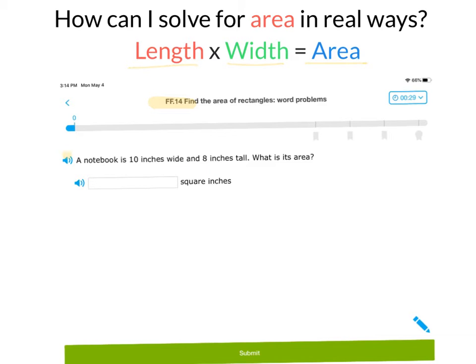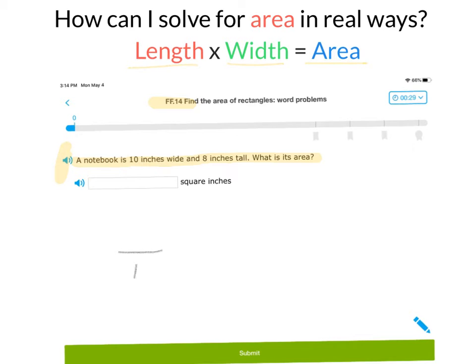Also remember that you can always push that little blue button to help you read the problem. That's not cheating at all. So here is the problem. A notebook is 10 inches wide and 8 inches tall. What is its area?